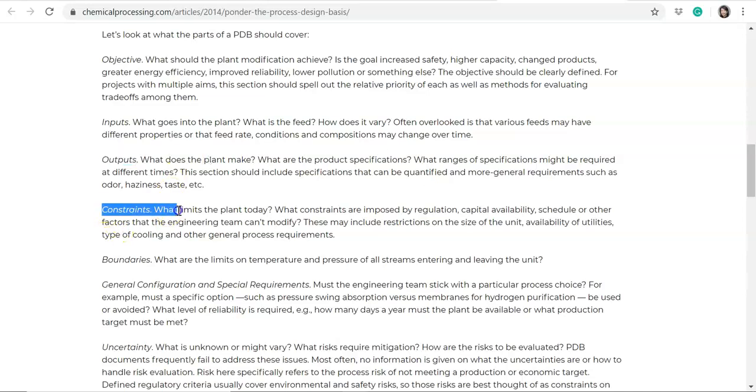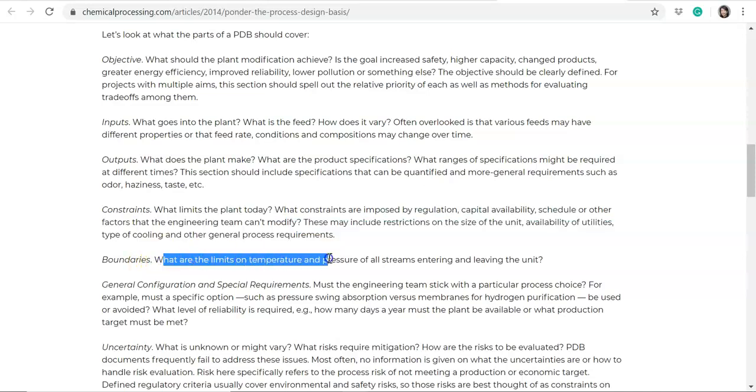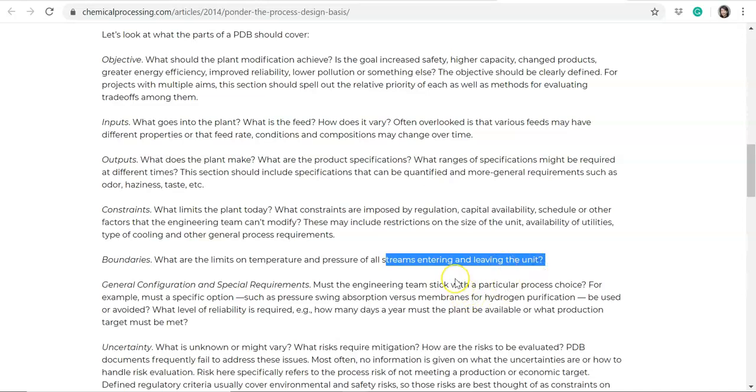Your system boundaries are your constraints and your boundaries. Your constraints are regulation and so on and so forth. The boundaries are the limits of temperature and pressure on all streams entering and leaving the unit. As you know, your constraint here is your pressure: high pressure gas coming in at atmospheric temperature, and then when you reduce the pressure it goes cold. So that's your constraints, that's your boundaries.